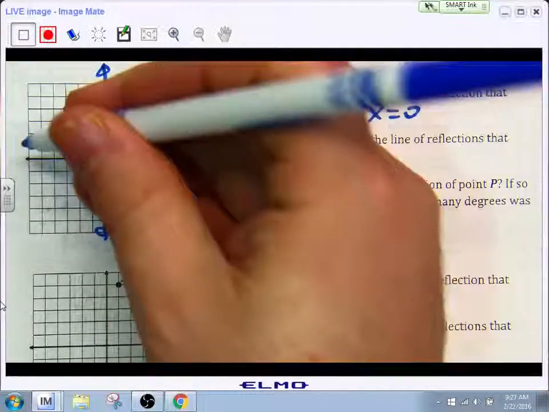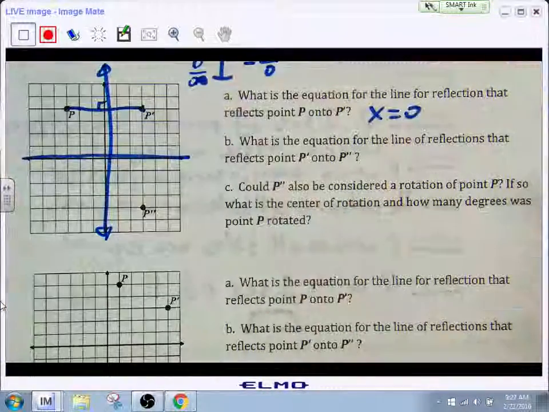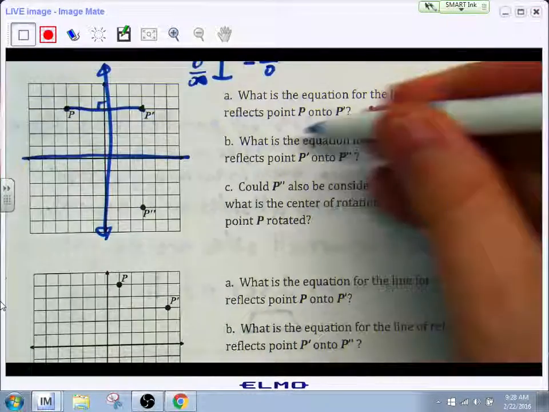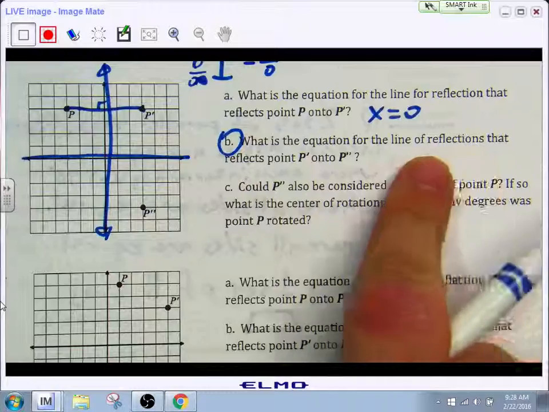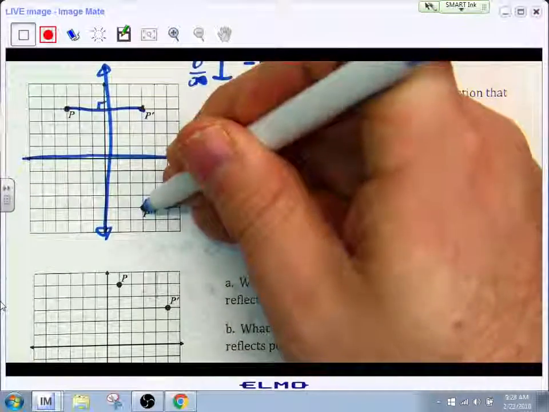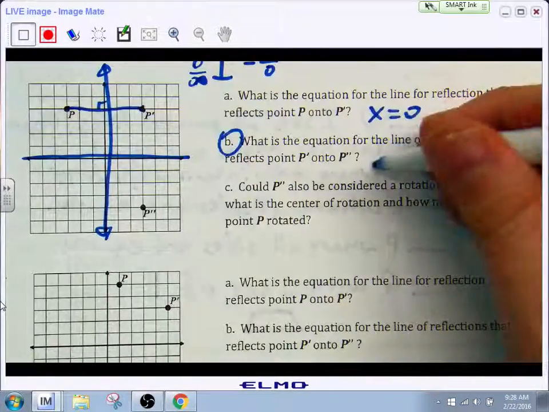Y equals 0 is this line. Okay, x equals 0 is that line. Does that make sense? So actually, when you look at B, what is the equation of the line of reflection that reflects P prime onto P double prime? 1, 2, 3, 4. 1, 2, 3, 4. We see that this one is y equals 0. This becomes our mirror line.